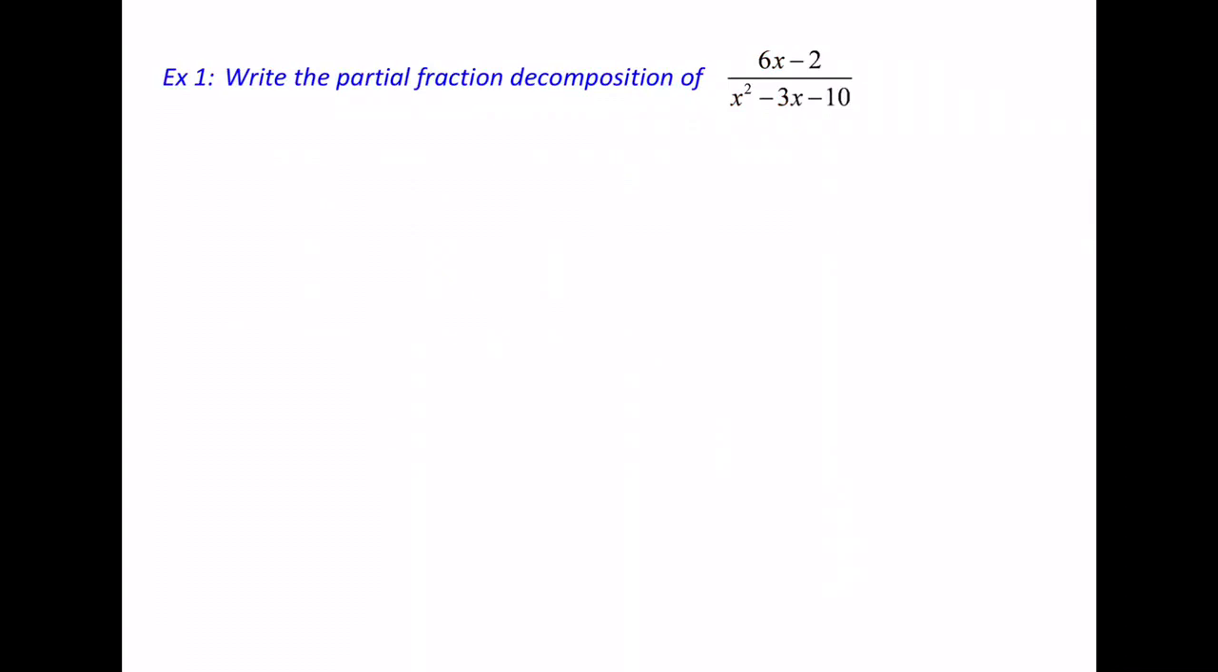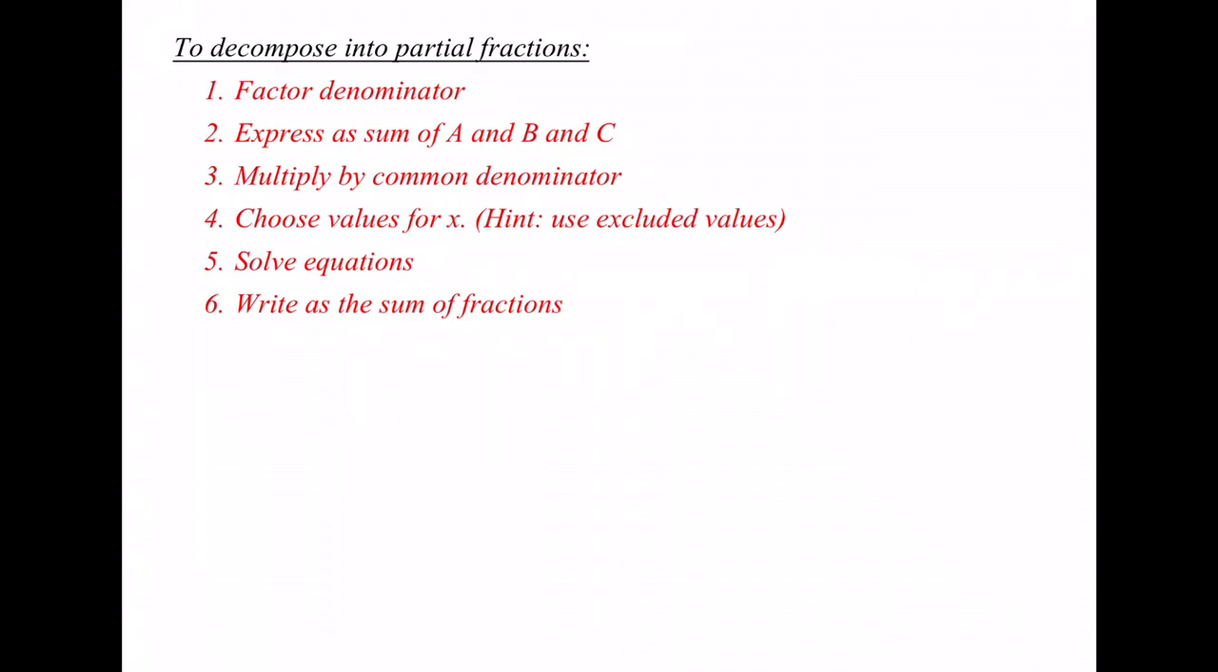The first one here is going to be 6x minus 2 over x squared minus 3x minus 10. So we will start by rewriting. We have 6x minus 2. We'll factor the denominator here into x minus 5 and x plus 2, and then we rewrite it as a sum. So we have A over, because we're trying to figure out the numerator, we know the denominator will be one of the factors, x minus 5, plus B over the other denominator of x plus 2. So once again, that goes back to express as a sum of A and B and possibly C, but this only has two factors, so A and B.